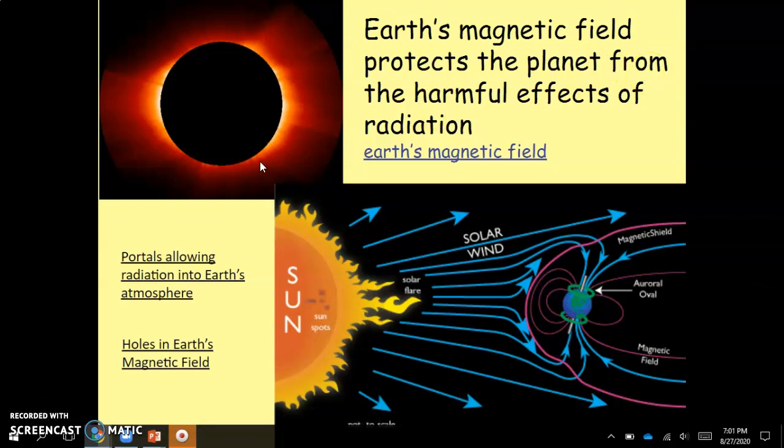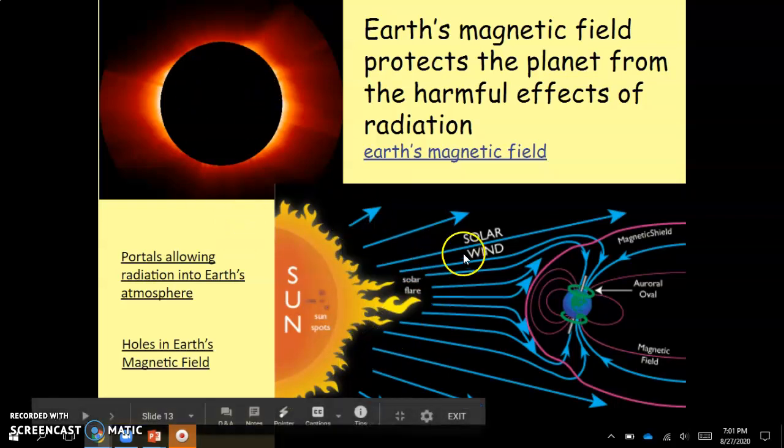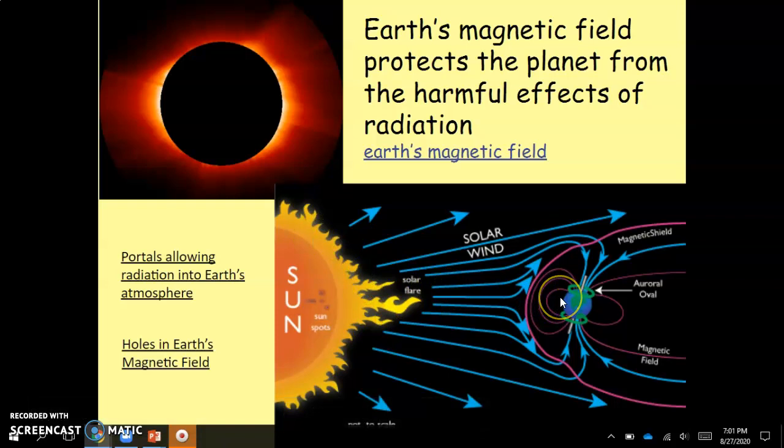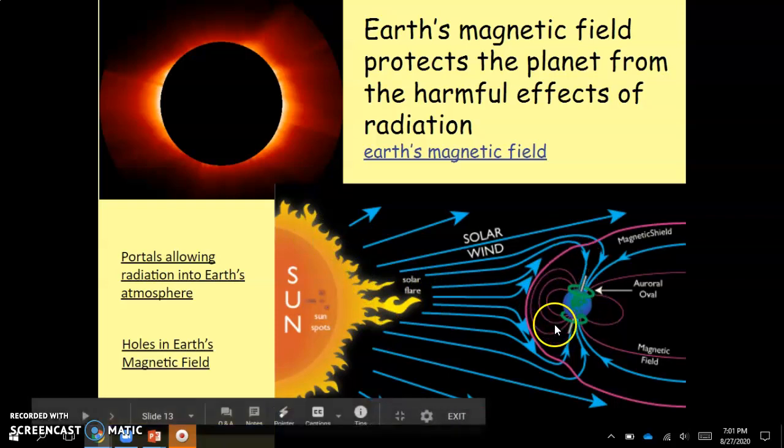Okay. So Earth has something called a magnetic field that will protect planets from harmful effects of radiation. We'll talk about this a little bit more next week, but the sun emits a lot of radiation, and there's something called solar wind. If all the solar radiation from the sun were to hit the Earth directly, we would not be able to survive. What protects us from the sun is a magnetic field.